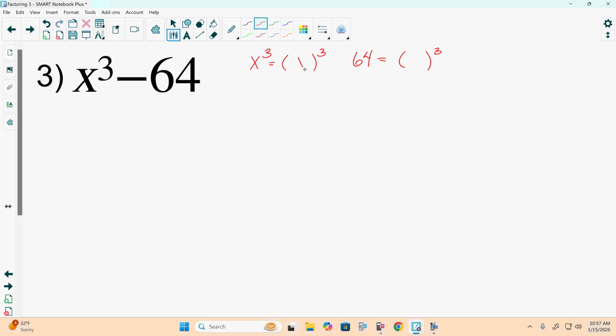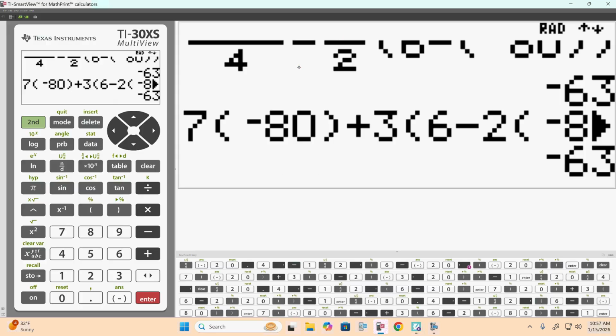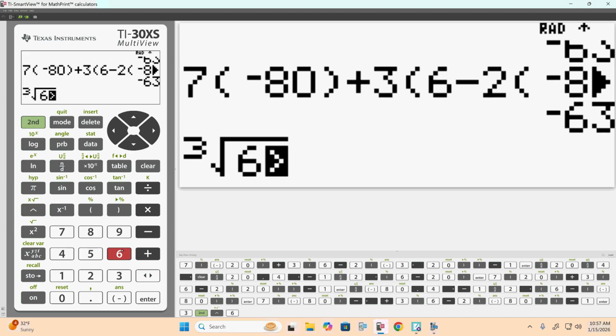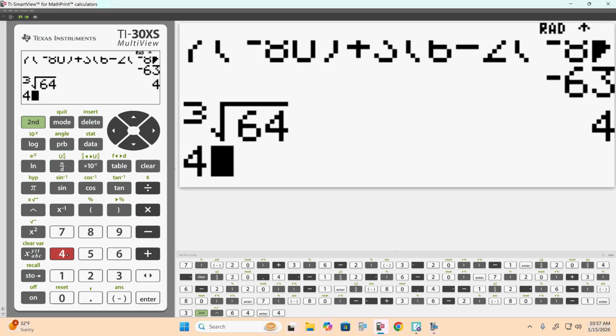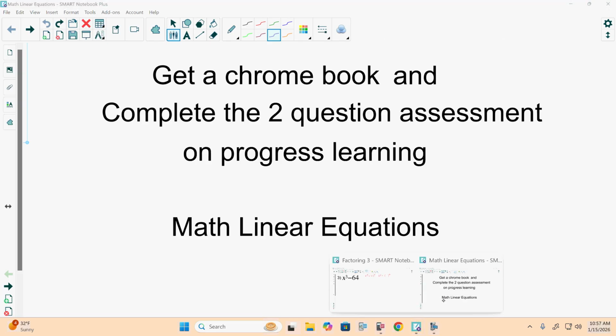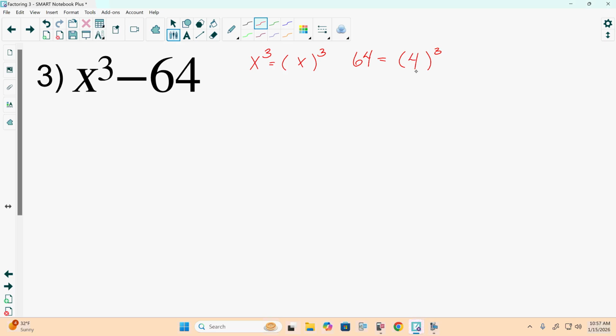Well, x cubed is just going to be x, because x times itself 3 times would be x cubed. Now with 64, we can take the third root and see if 64 is a perfect cube, and that would be 4, because 4 to the third power is 64. So the term that's going to go in place of a in the general form would be x, and the term that's going to go in place of b is 4.